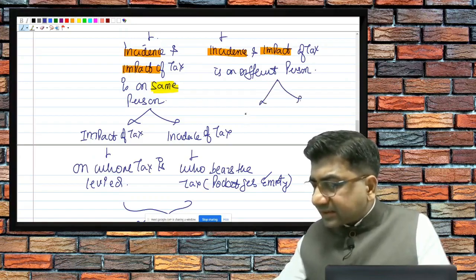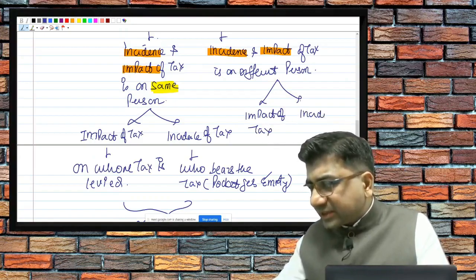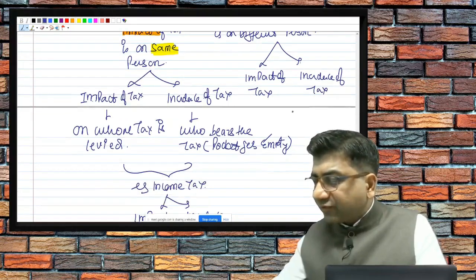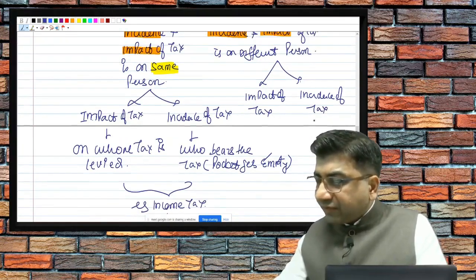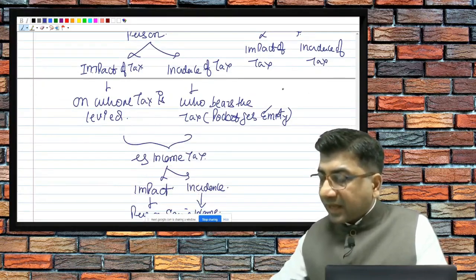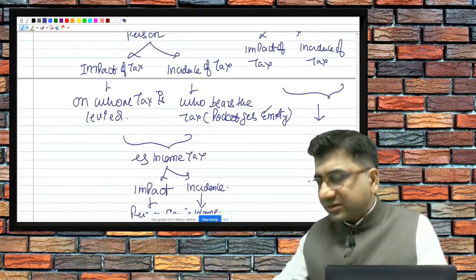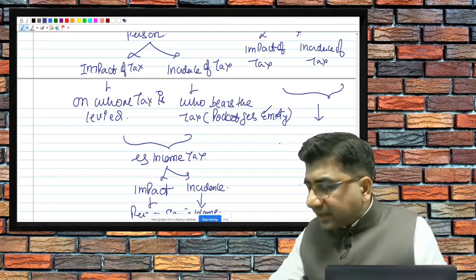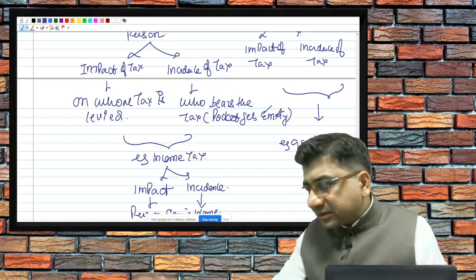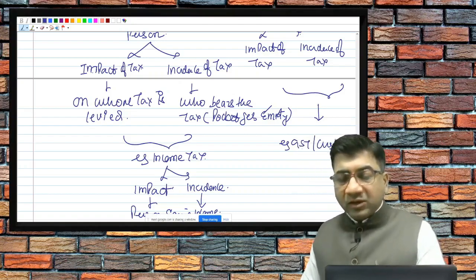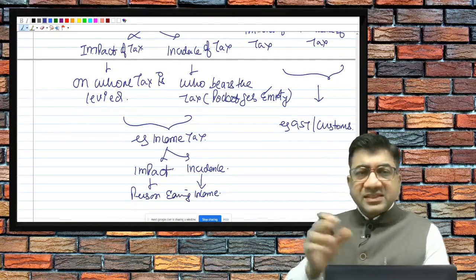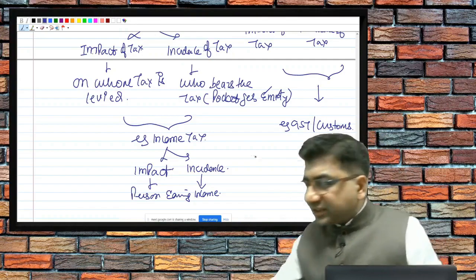In indirect tax, the impact of tax and the incidence of tax, will it be on the same person or a different person? Different person. The examples are in our syllabus. Our syllabus is GST and customs. Now let's see on whom the incidence and the impact fall in case of GST.